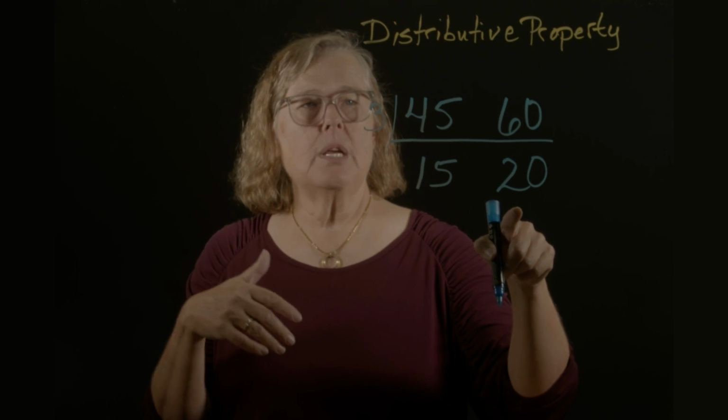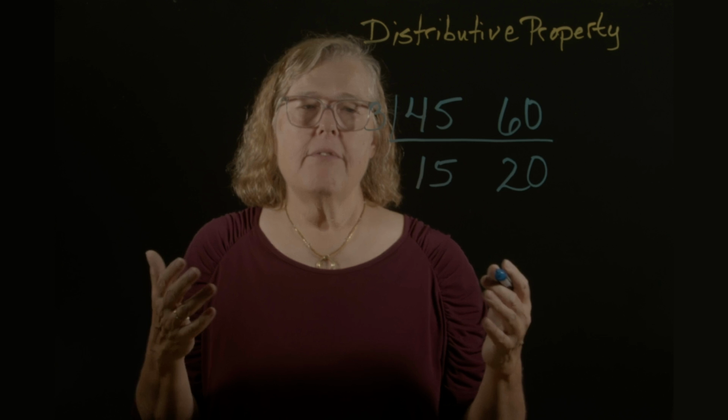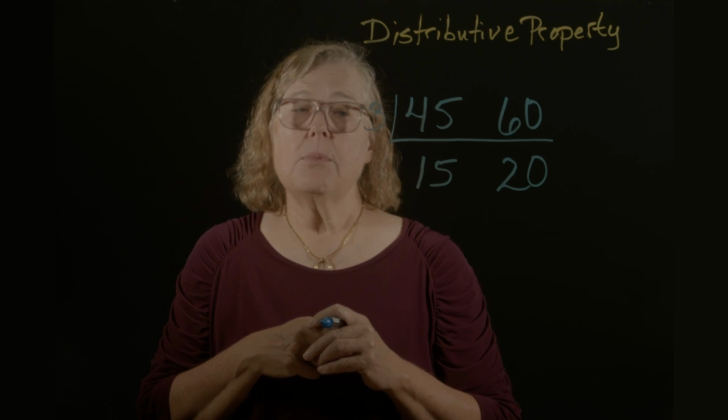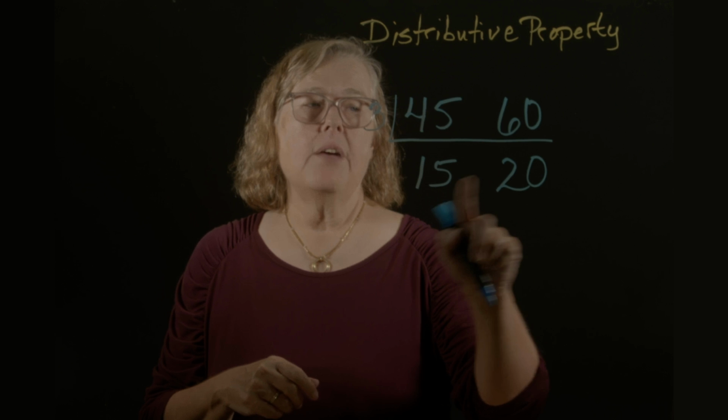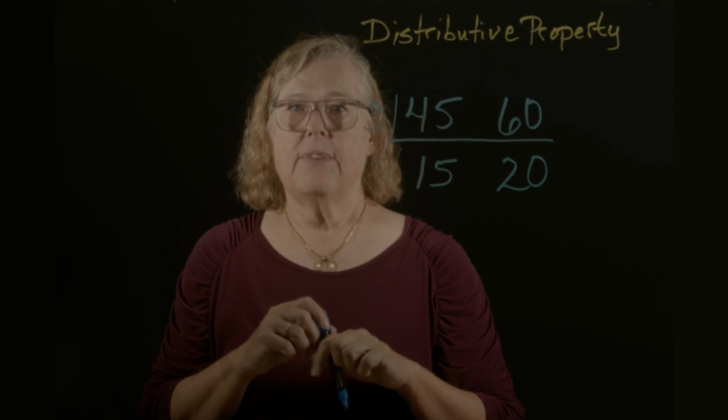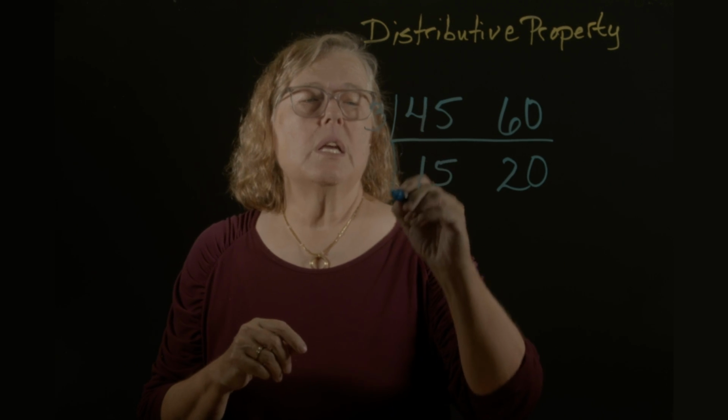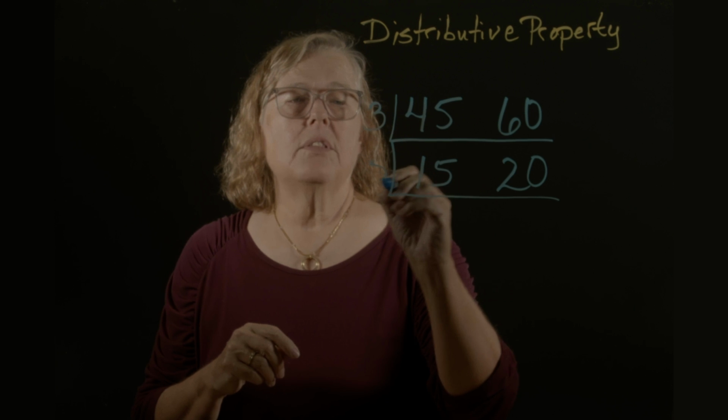Nope, no 3. The next prime number is 5. Does 5 go into both of those? And it does. We know any number that ends in a 5 or a 0 is divisible by 5. So we're going to do it again. We're going to divide out the 5.